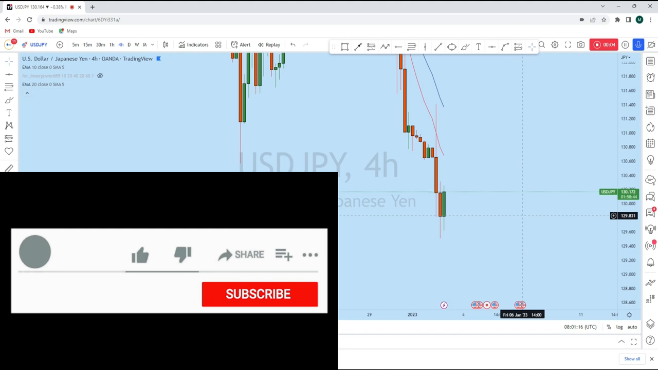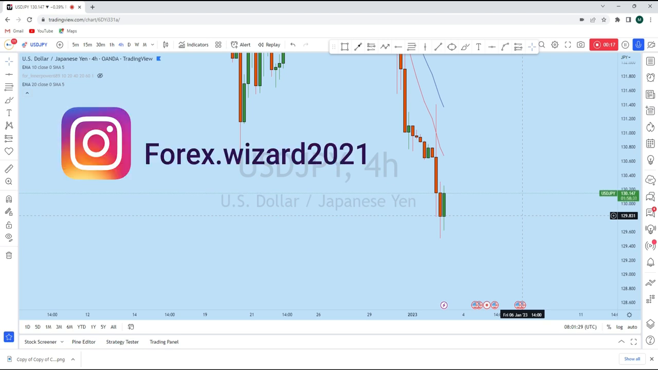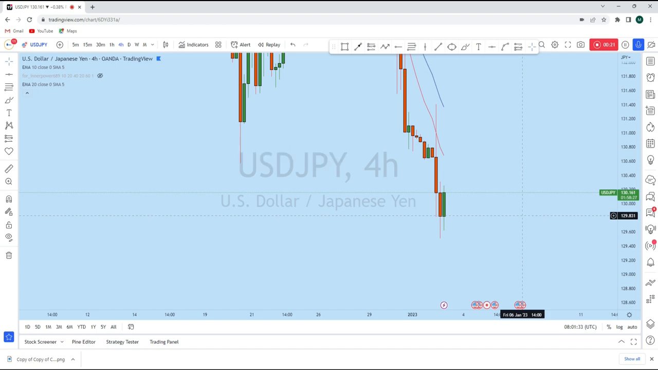Let's see what kind of trading opportunity we currently have in this instrument. As you can see on the lower time frame, dollar yen has given us a significant trading opportunity. Before we discuss what it is, let's do a complete multi-time frame analysis. Then we'll jump onto this lower time frame to see how we can trade dollar yen.